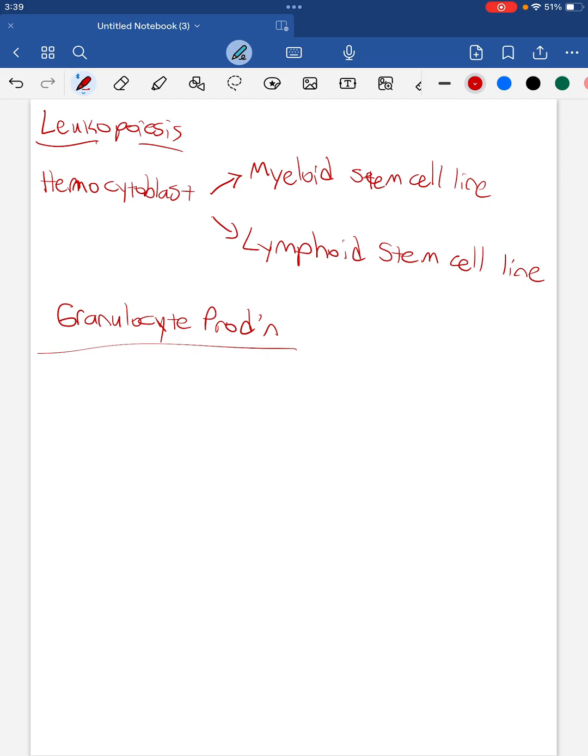So we're going to start with our myeloblasts. These arise from our myeloid stem cell line. And then this is going to have 3 lineages as well. So basophilic for our basophil cells, eosinophilic for eosinophils, and neutrophilic for our neutrophils.